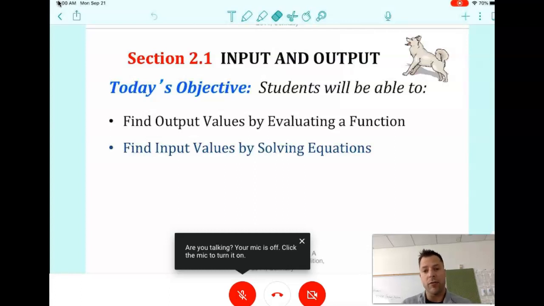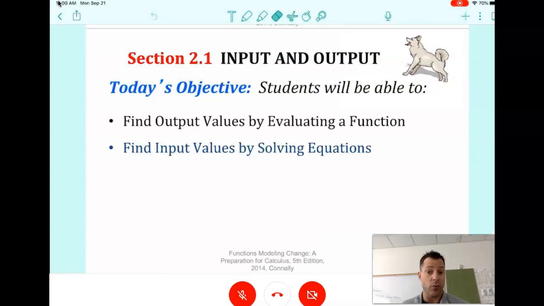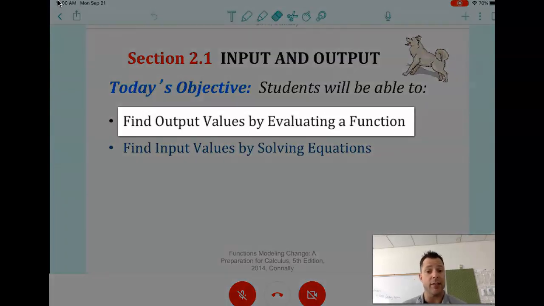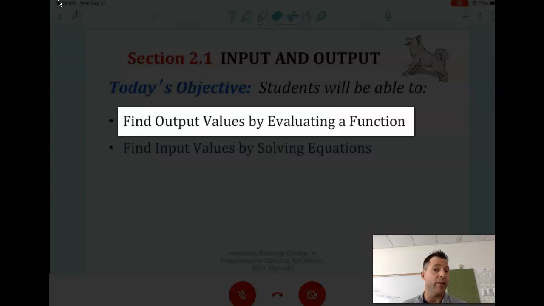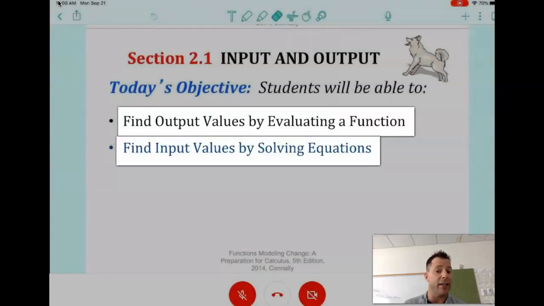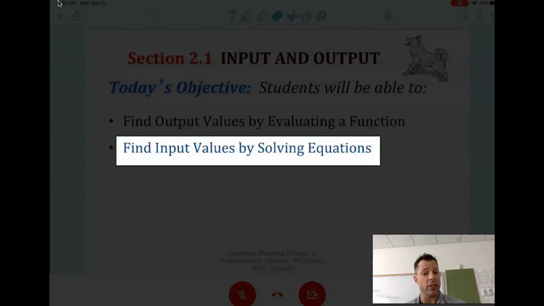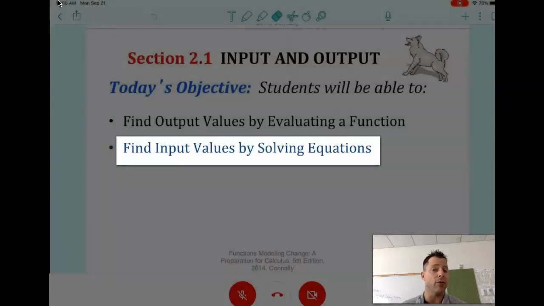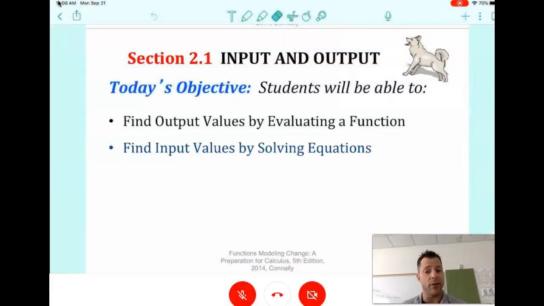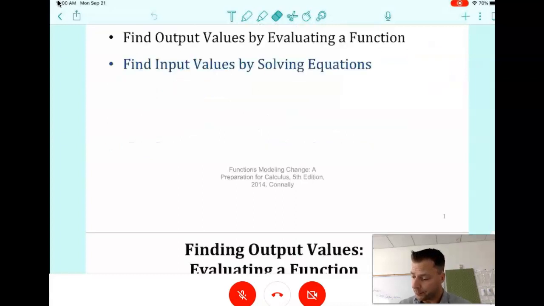This is the first video of 3 or 4 videos that I'm going to do on this particular section. And today, what you should be able to do by the end of this is to find the output values by evaluating a function and find the input values by solving equations. And these are the two things that most kids can really mess up. So let's go ahead and get started and talk about inputs and outputs.